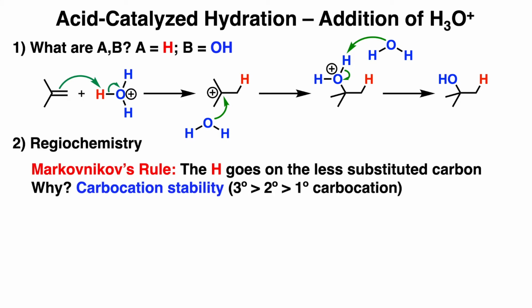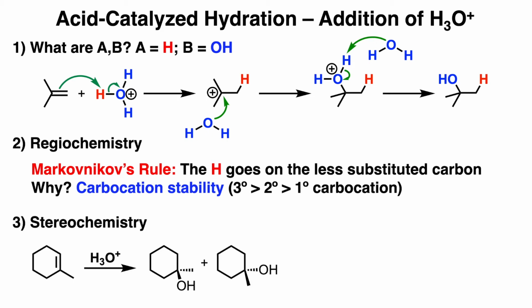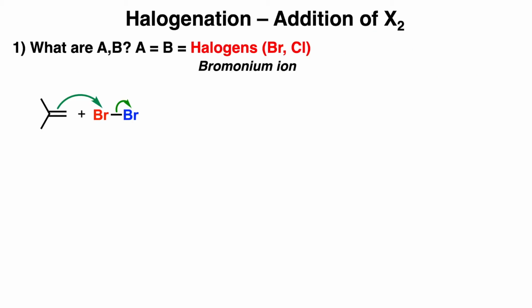Acid-catalyzed hydration reactions are also regioselective and follow Markovnikov's rule, where the hydrogen will go on to the less substituted carbon of the alkene. And just like the last reaction, if a new chiral center is formed after the addition, then a racemic mixture of enantiomers is formed, because the nucleophile again can attack from either face of the planar carbocation. And the third reaction is halogenation, which is the addition of X2 across an alkene.